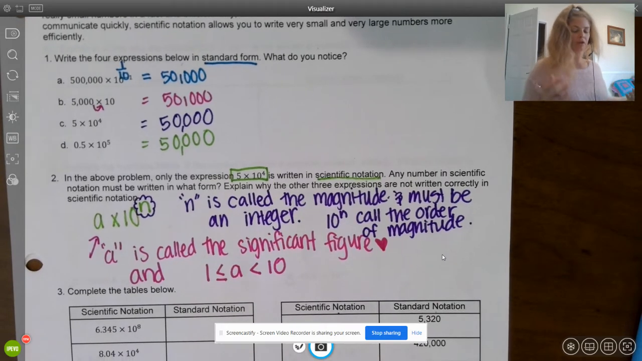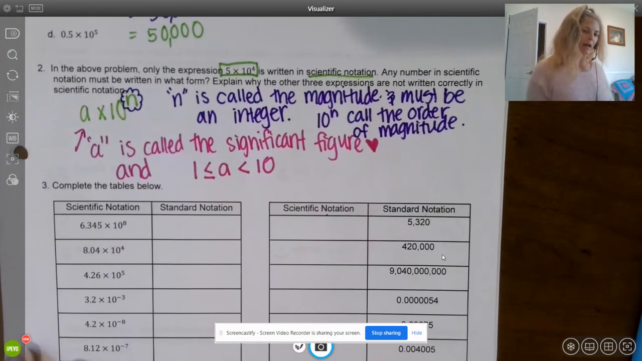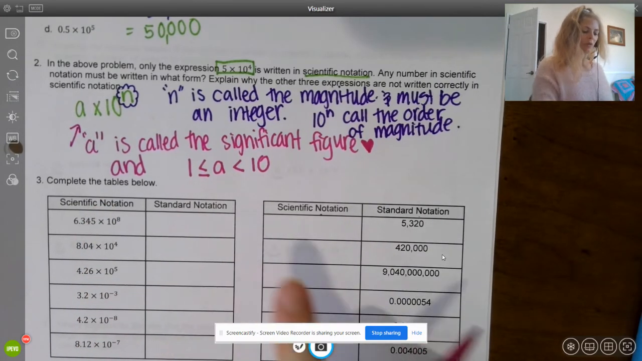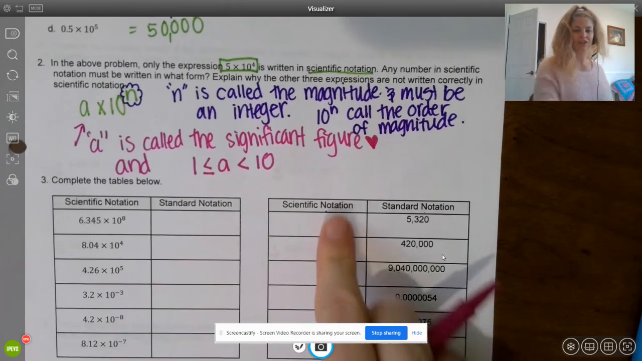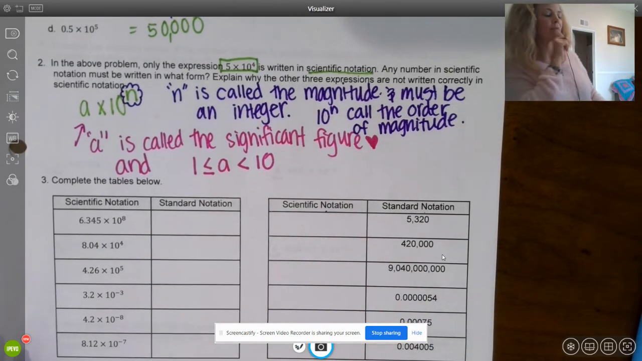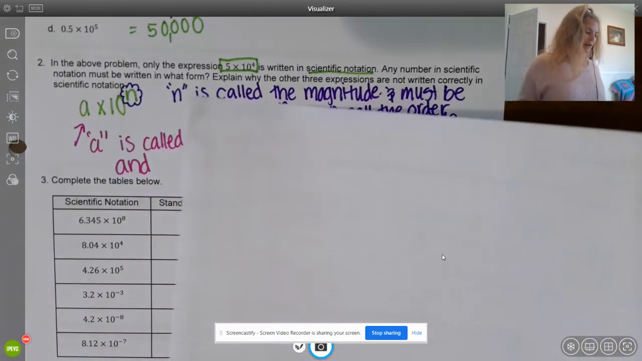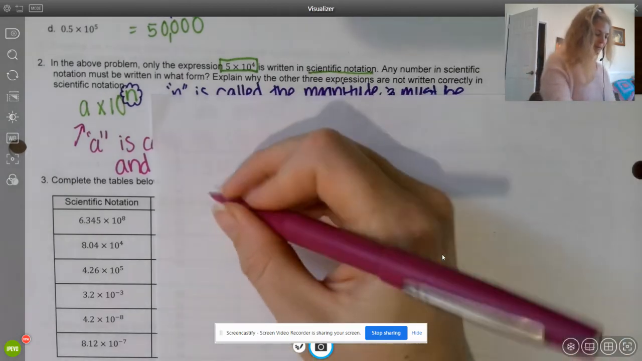Okay, so what we're going to do is a little bit of practice. I'm going to give you a value in scientific notation. You're going to give me that value in standard notation, or I might give you the value in standard notation. You're going to give me that value in scientific notation. So I'm going to take you back to when I learned this back in the day, and my teacher taught it to me this way.